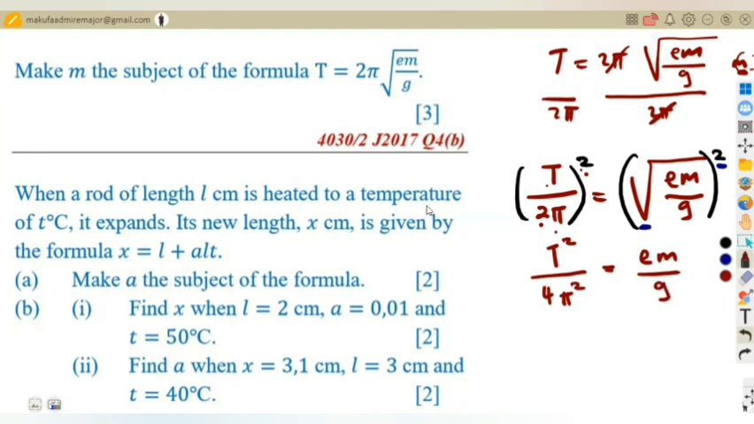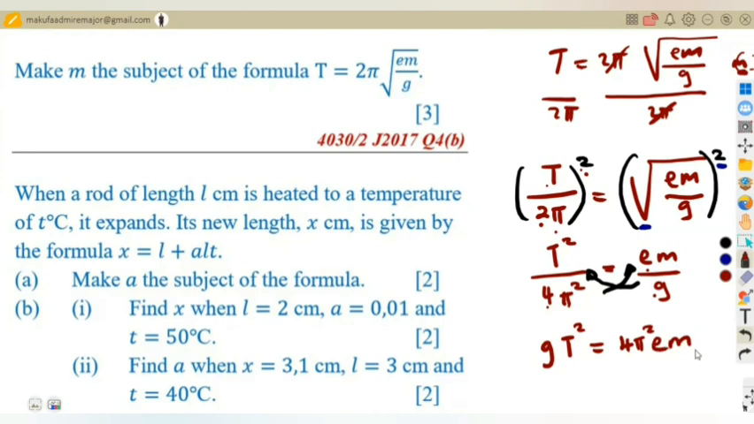You are now having a fraction. Once you are given a fraction, remove the fractions by cross multiplying so that we can take the term to be the subject properly. So this is going to give us g times t squared, which is gt squared, equal to, here we multiply 4 pi squared times em. So it's going to be 4 pi squared em.